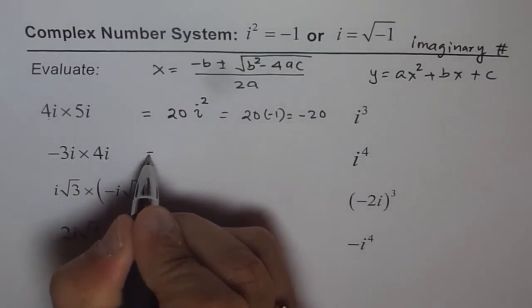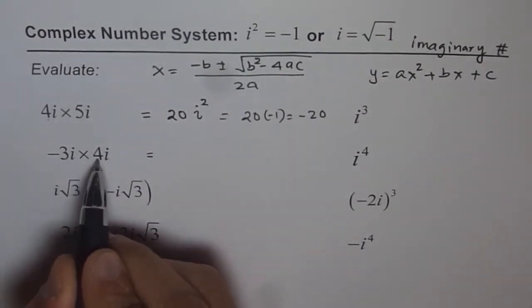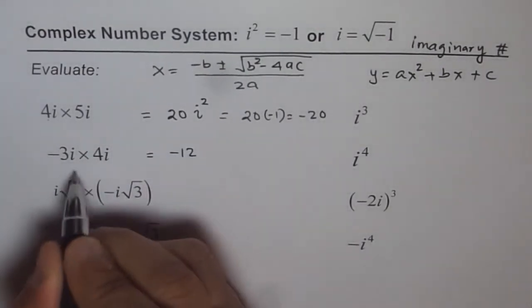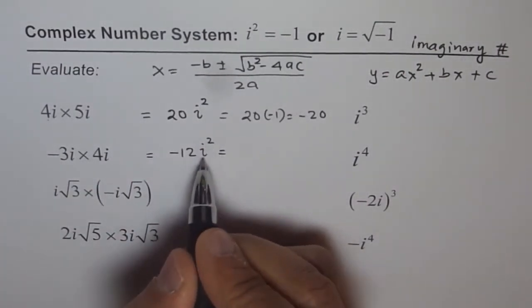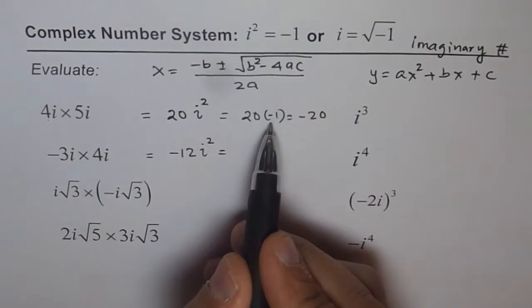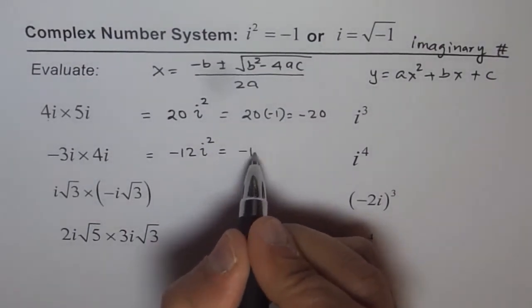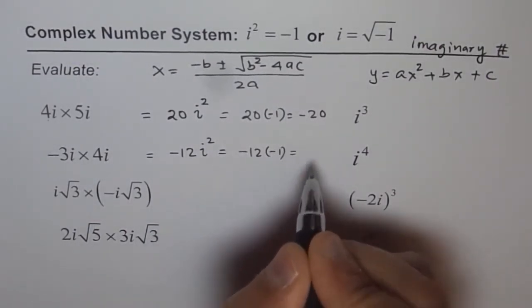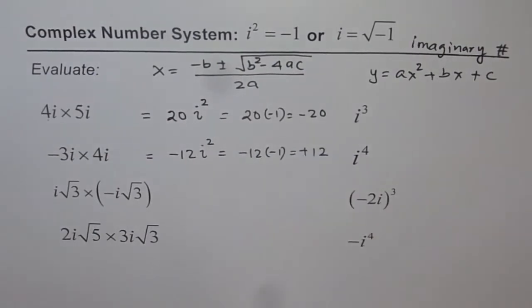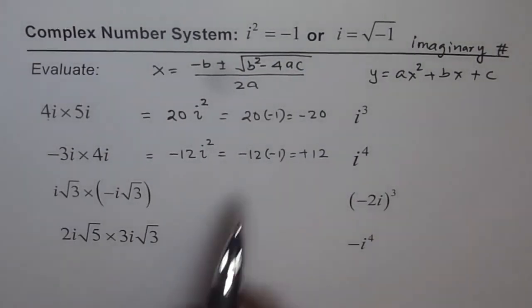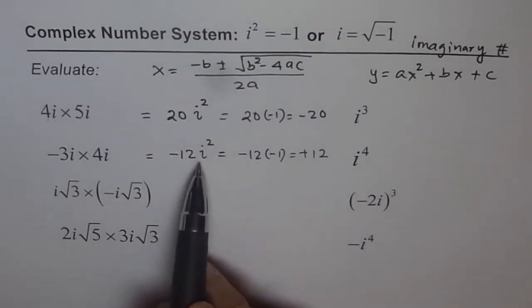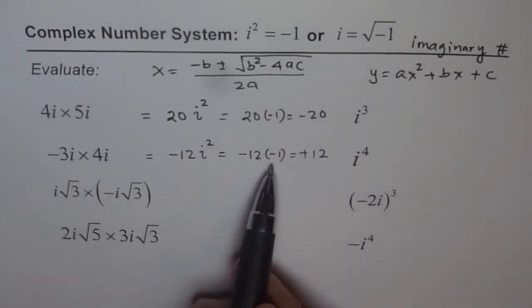Now let's do the second one. It is minus 3 times 4, which is minus 12, and then we get i times i, which is i squared, right? Now i squared, as you know, is negative 1, as I used here. So we have minus 12 times minus 1, and that gives us plus 12. Do you see that? So that's how we can solve it. I think these two steps clearly show you how to use i squared. i squared is basically minus 1, correct?